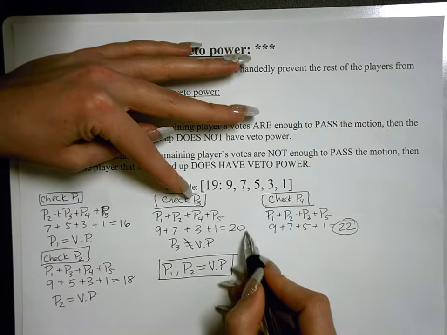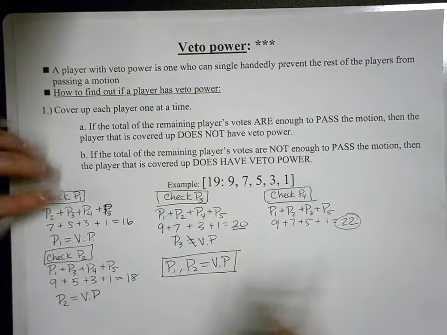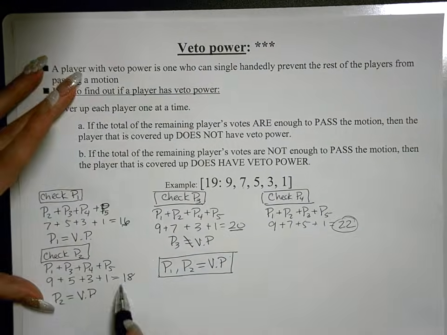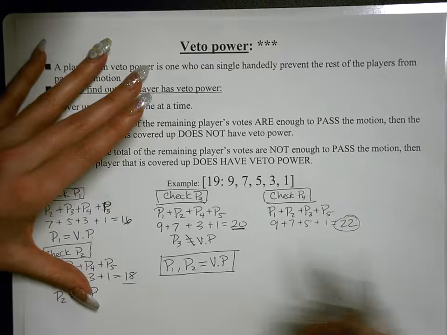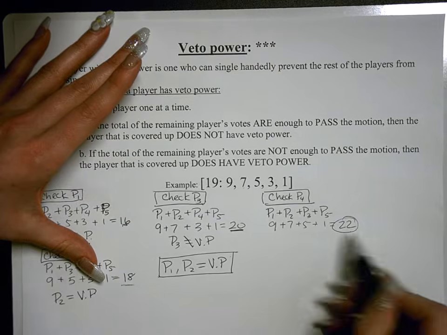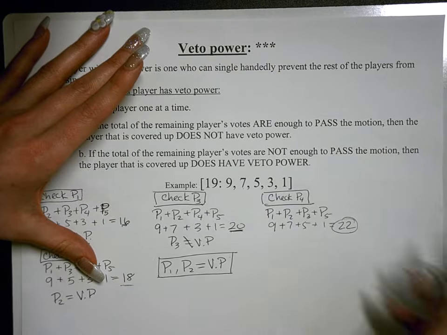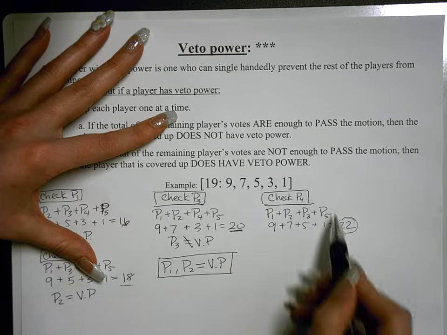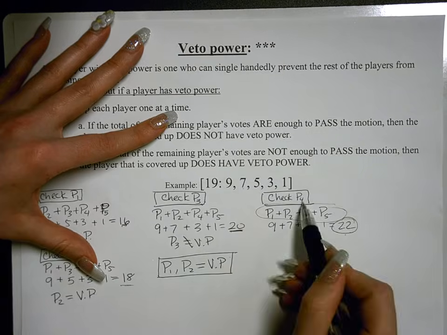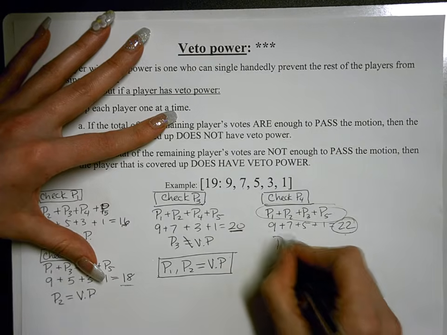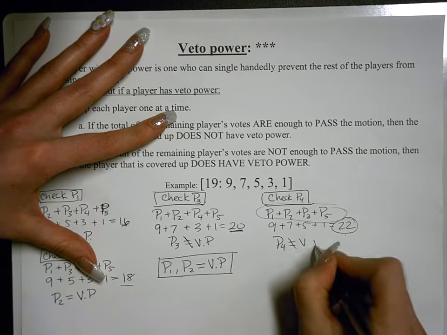When we checked player 1, the total was 16. And then when we checked player 2, it was 18. And then player 3, it's 20. And player 4, now it's 22. It's getting bigger each time. So, 22 is enough for these people to pass. Therefore, they don't need player 4. So player 4 does not have veto power.